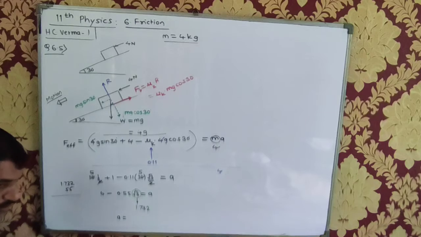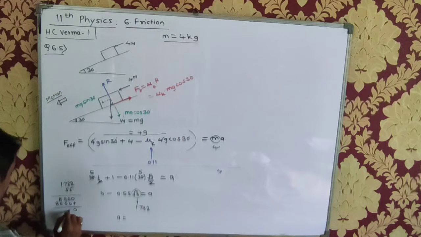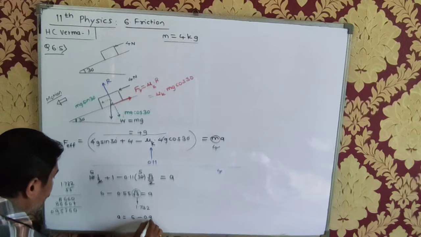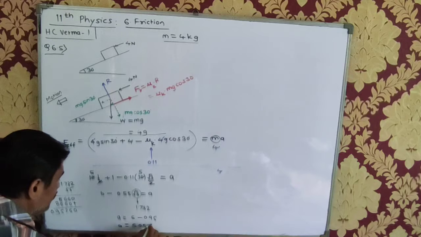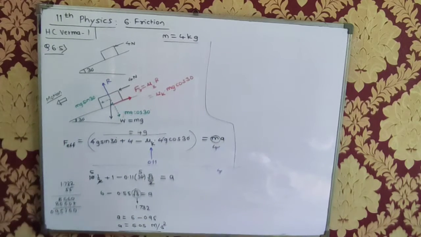but you do it and tell me, please, quickly. Make it fast. 0.95. So 6 minus 0.95 is equal to 5.05 meter per second square acceleration. Check that please. Now taking this as the acceleration, we have to find out what is the distance traveled.